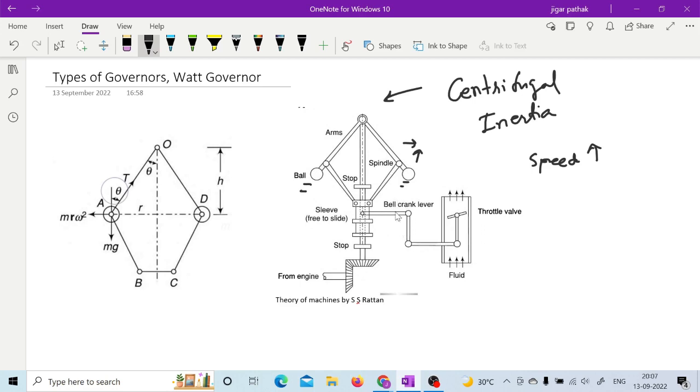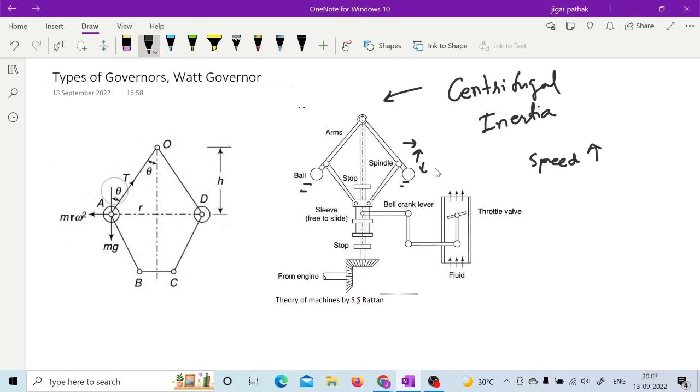So when it happens, these fly balls are attached to a sleeve, which is attached to a throttle valve in the fuel supply system through a bell crank lever. So when these fly balls move upwards and outwards, this sleeve is going to have upward motion, and while the sleeve moves in the upward direction, this throttle valve on the fuel supply system will tend to reduce the supply of fuel because the speed of engine has increased. So that is how the fuel supply will be reduced in order to again come back to the normal position, right?